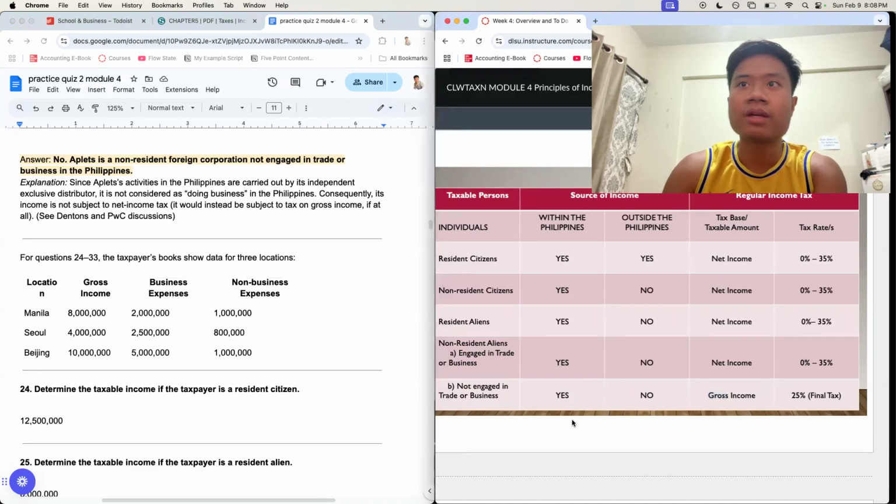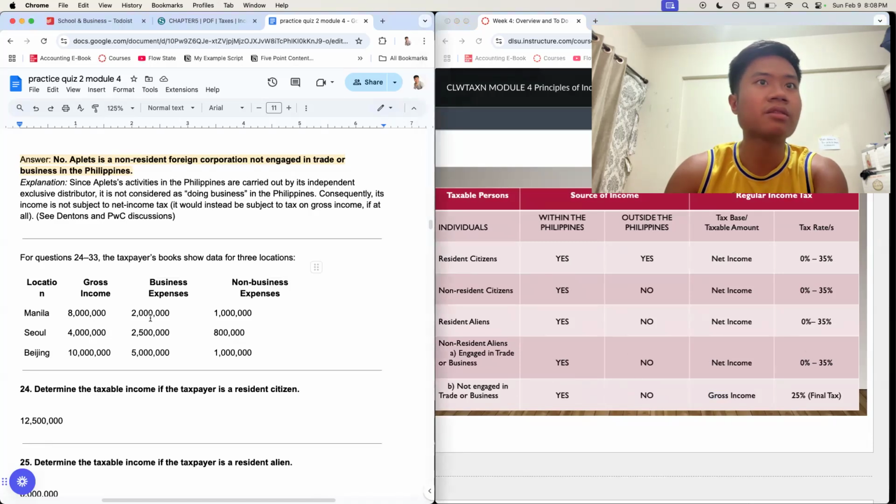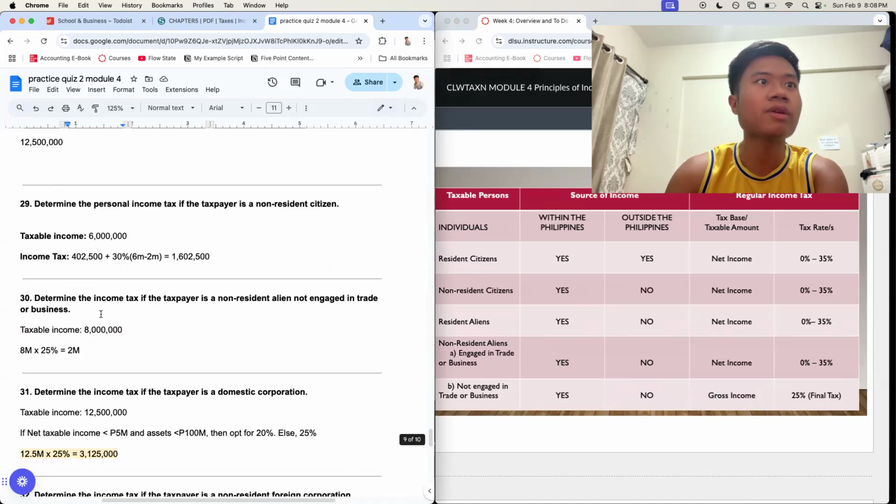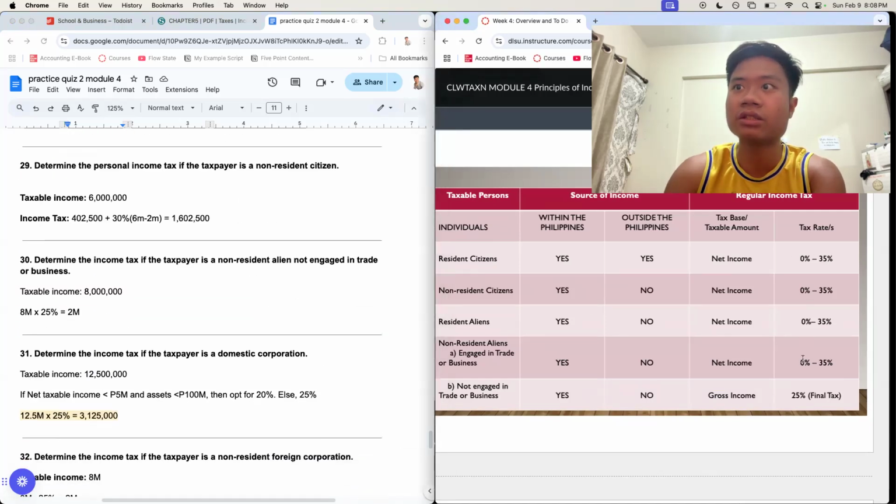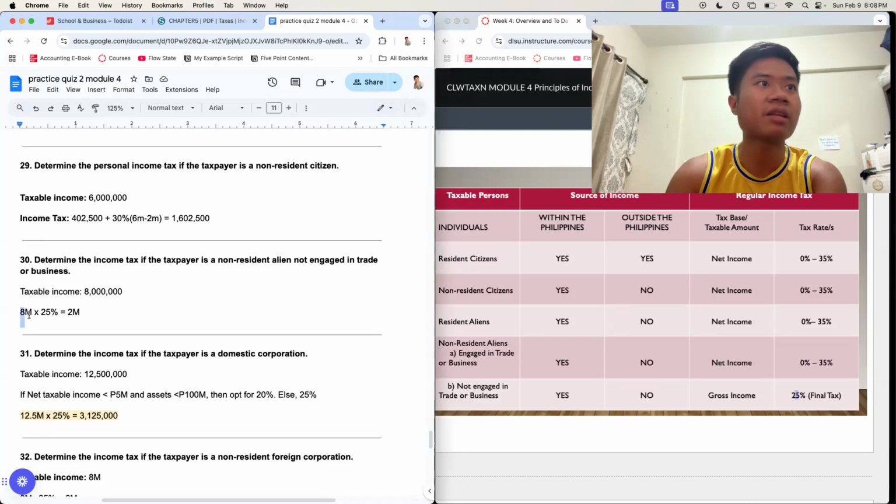So within the Philippines, outside the Philippines, no. 8 million is the taxable income. We don't have to deduct anything. Now, how do we get the tax? Is it a graduated rate? No, it is 25% final tax. So to get that, we just get taxable income, 8 million, our gross income, times 25%, which is 2 million.